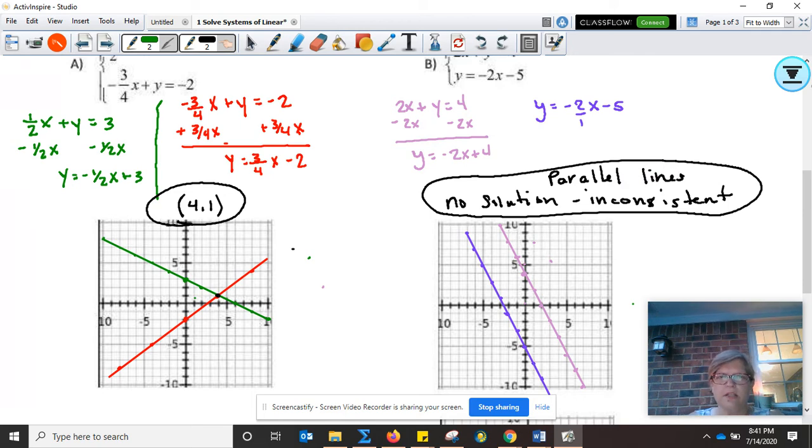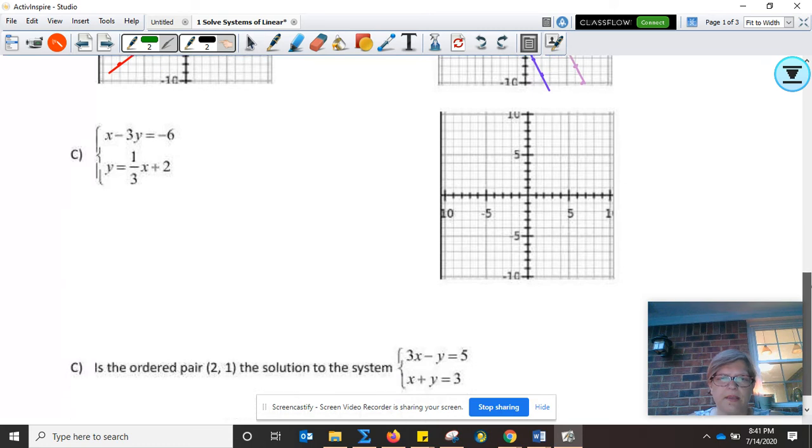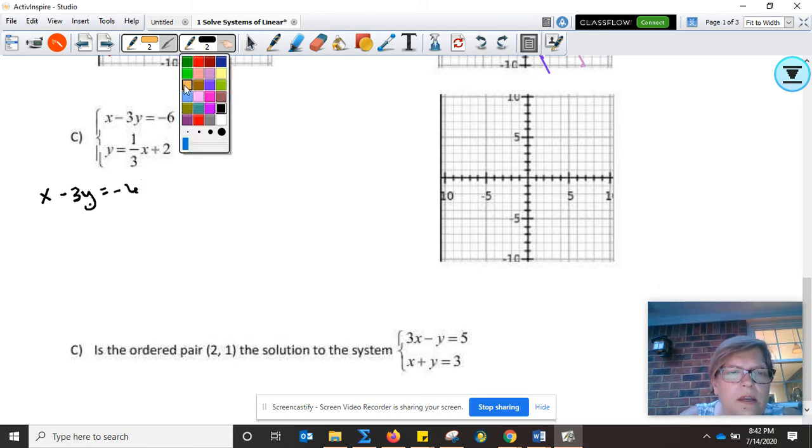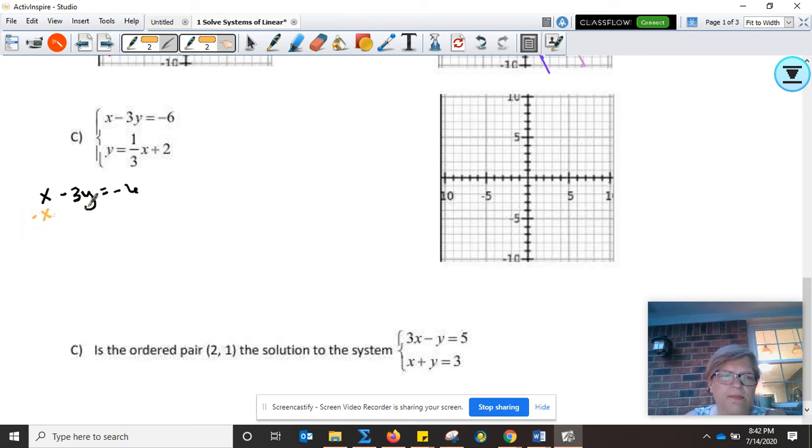Okay, good job. So let's look down here at C. Okay, so same thing. We're going to make sure we have them in slope-intercept form. y equals mx plus b. So C is x minus 3y equals negative 6. That did not change colors for me. All right, so I'm going to subtract x, negative 3y equals negative x minus 6.